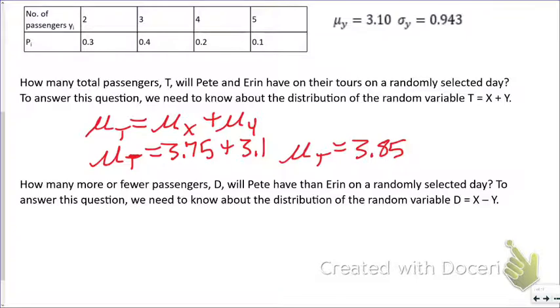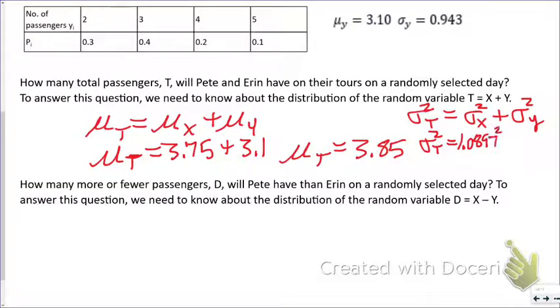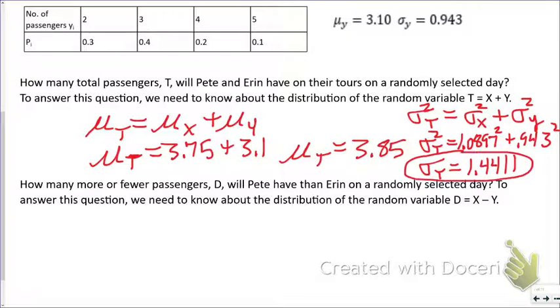Let's find the standard deviation. Also very easy, but start by getting the variance. So I'm going to say sigma squared x plus sigma squared y, and finally I get 1.4411 when I square root. Make sure you square root. Don't forget to square root in the very end.